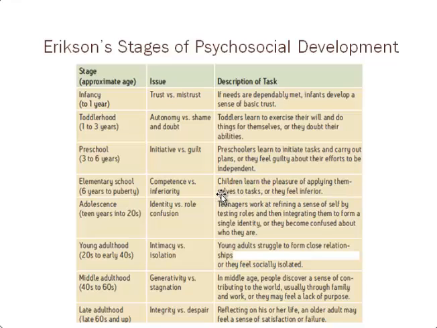Then you have elementary school age children, really 6 to 12, or 6 to 13, something like that. Children learn the pleasure of applying themselves. And again, the dichotomy of success or failure is competence versus inferiority. Children that get good grades may develop self-confidence. Children that get bad grades may not.